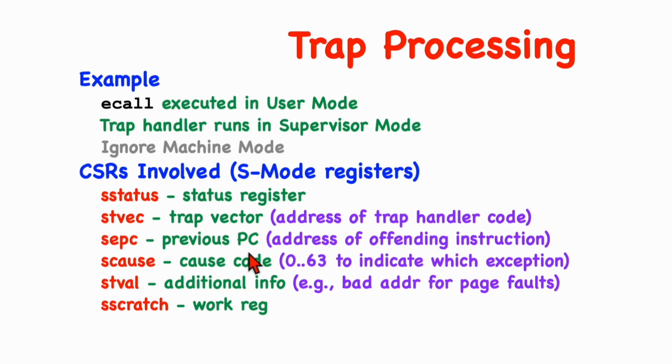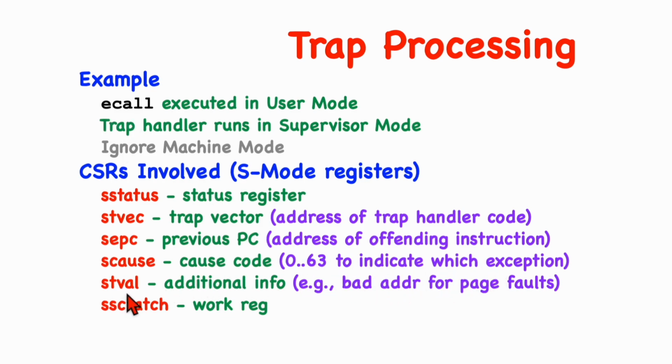SEPC is the previous program counter, and this would be set by the hardware when the trap occurs to the address of the offending instruction, in this case the address of the eCall instruction itself. Also, the hardware will set the SCAUSE register to a small integer to indicate exactly which exception has occurred. Every exception has a code, and eCall happens to be number 8.